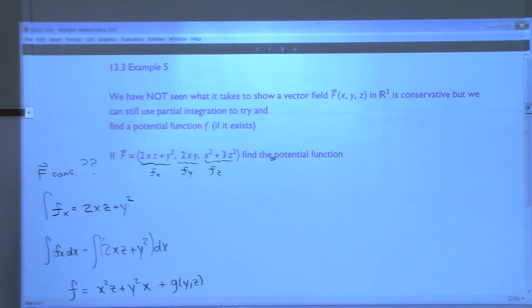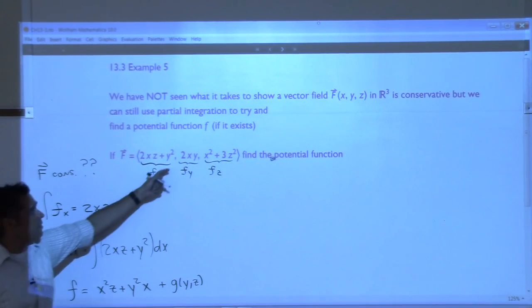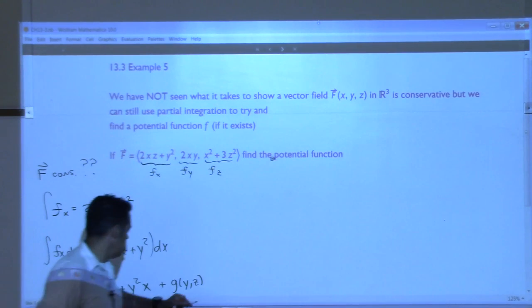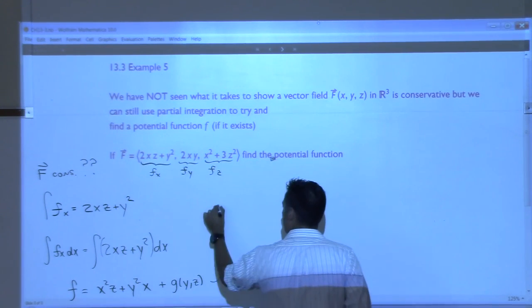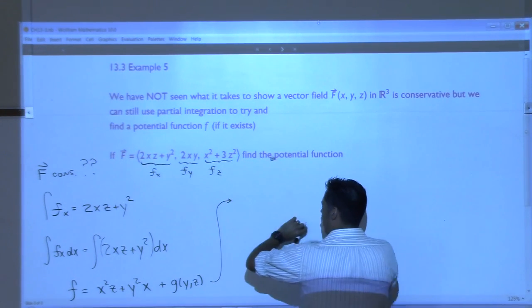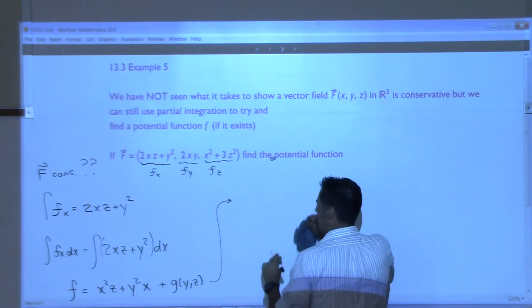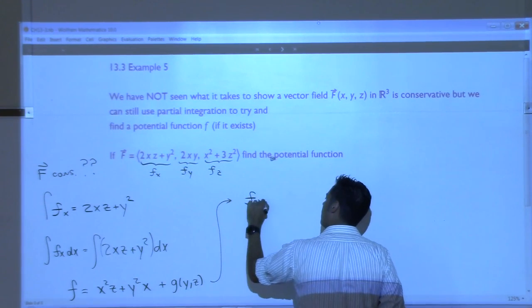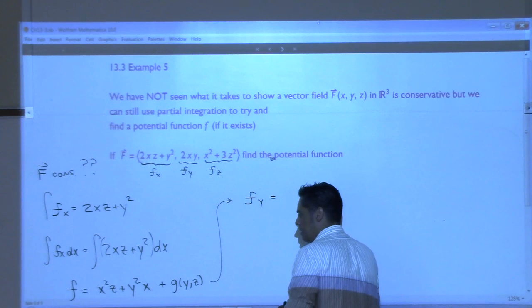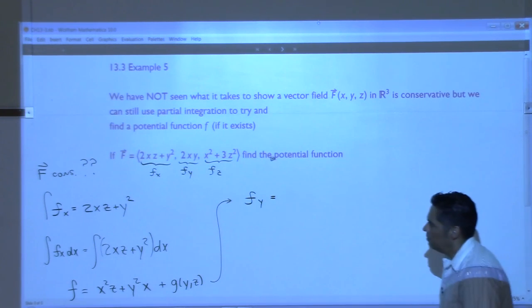Now, the next part of the procedure would be to differentiate this with respect to y and make it match with that. Okay, so let's now take the partial of f with respect to y, which will be, who's next? Who's up?